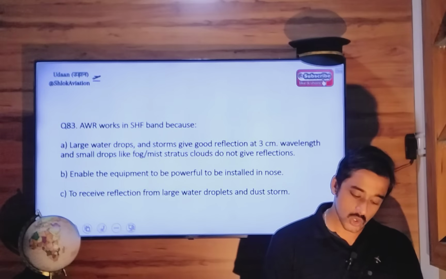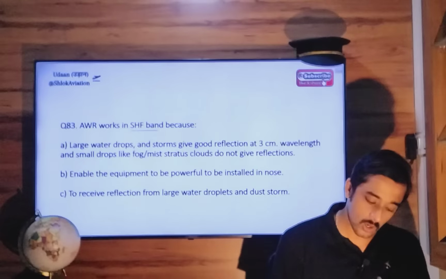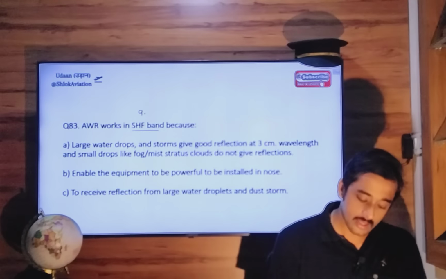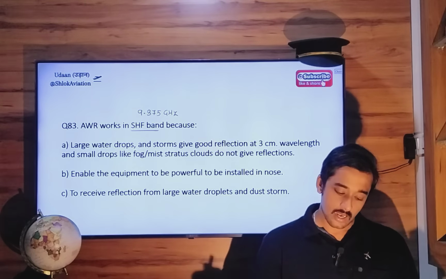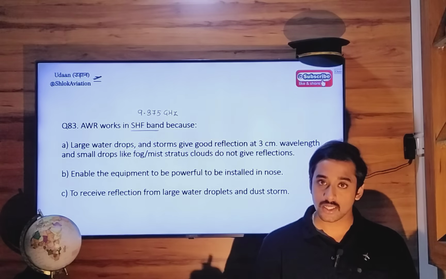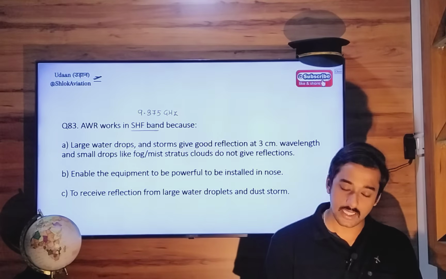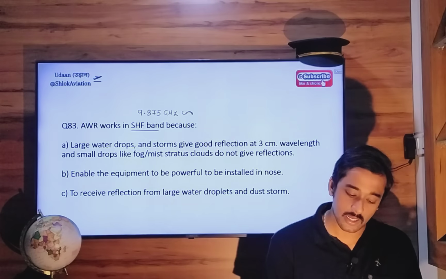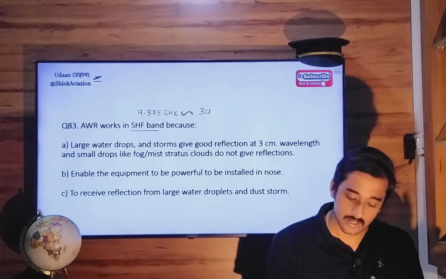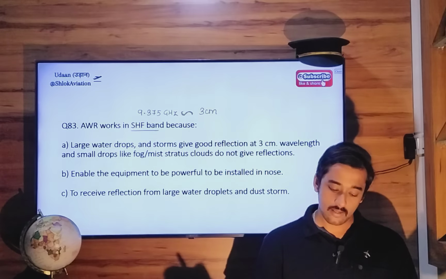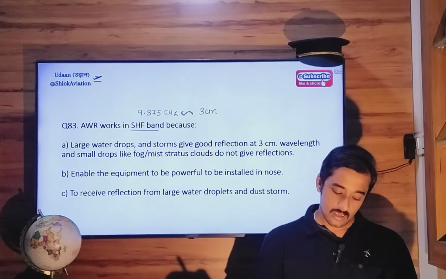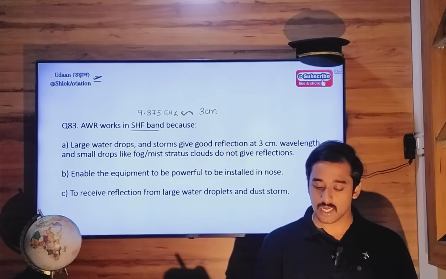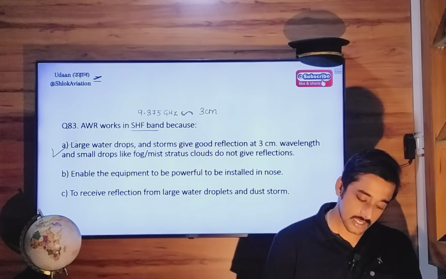Airborne weather radar works in the super high frequency band. Airborne weather radars operate at a frequency of 9.375 gigahertz, so between 9 and 10 gigahertz, in the super high frequency band. Why? Large water drops and storms give good reflections at 3 centimeter, because the wavelength corresponding to this frequency is around 3 centimeter, and small drops like fog and mist do not give reflections. This enables the equipment to receive reflection from large water drops and dust storms. So the correct option here is option A.